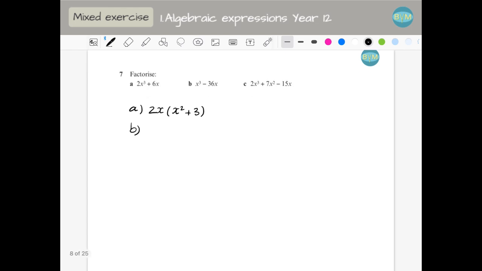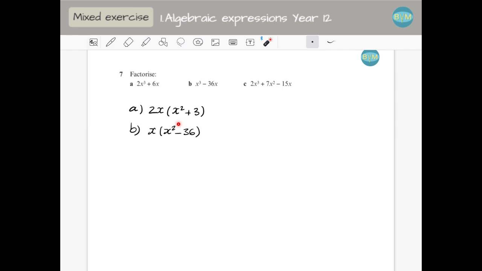For the second one, we have x cubed here, x here. So I'm going to get the x outside, and when I divide, I have x squared minus 36. You notice that here we have an x squared plus 3. We cannot factorize this anymore because it's a quadratic but has no real roots. So we have to leave it like this.